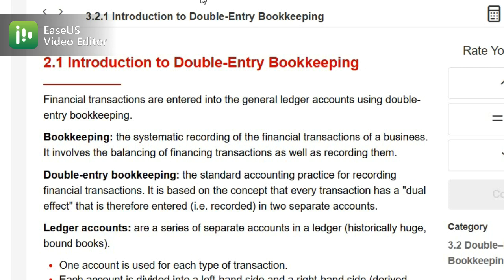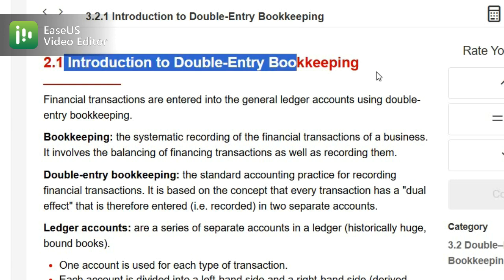Okay, guys, welcome back. Today is lecture number 19, and today we will discuss the introduction to double entry bookkeeping. Think of bookkeeping as the diary of your business. Every time money comes in or goes out, you write it down. But here's the twist: in accounting, you don't just write it once, like you write in your diary, you have to write it twice, and that is why it is called double entry bookkeeping.